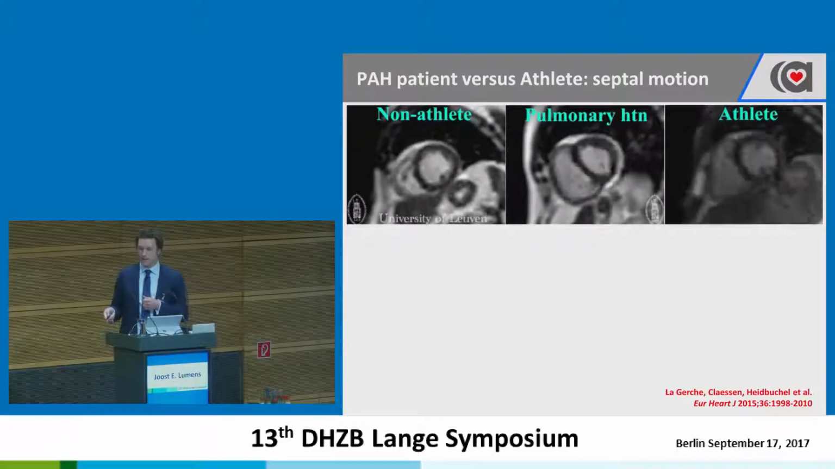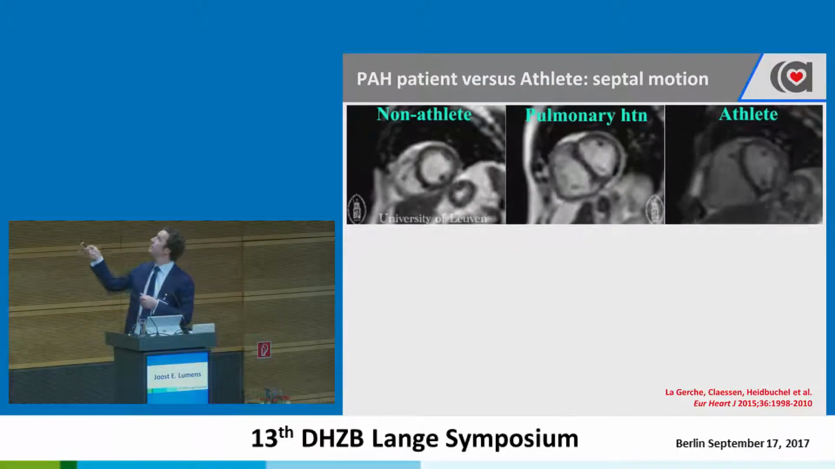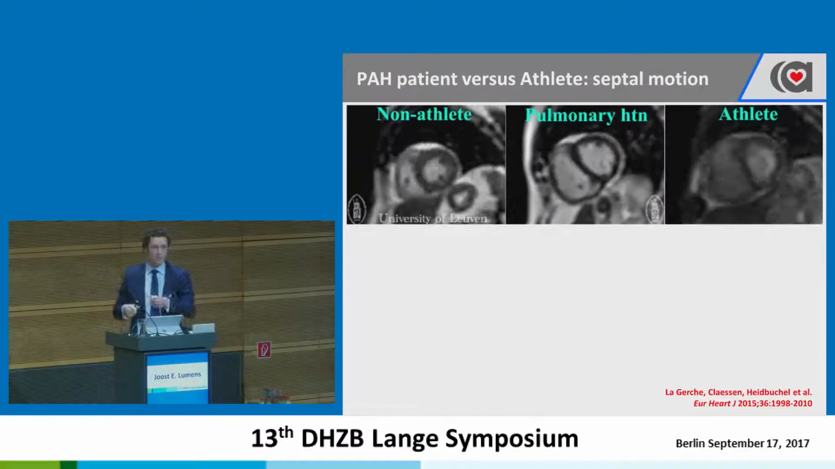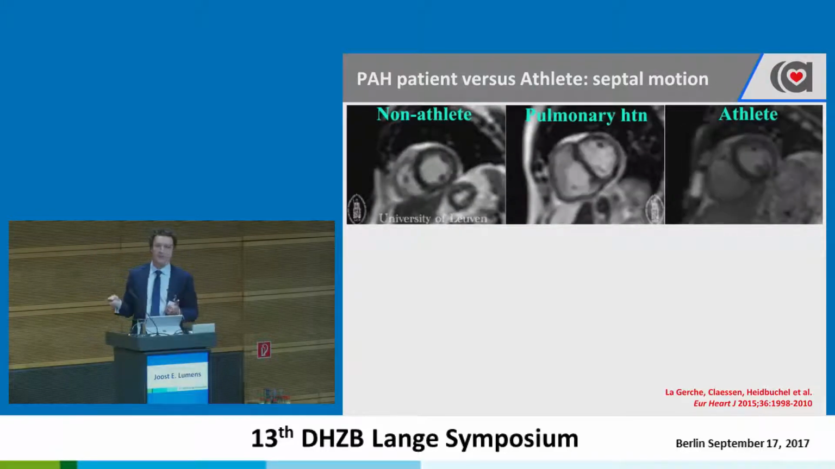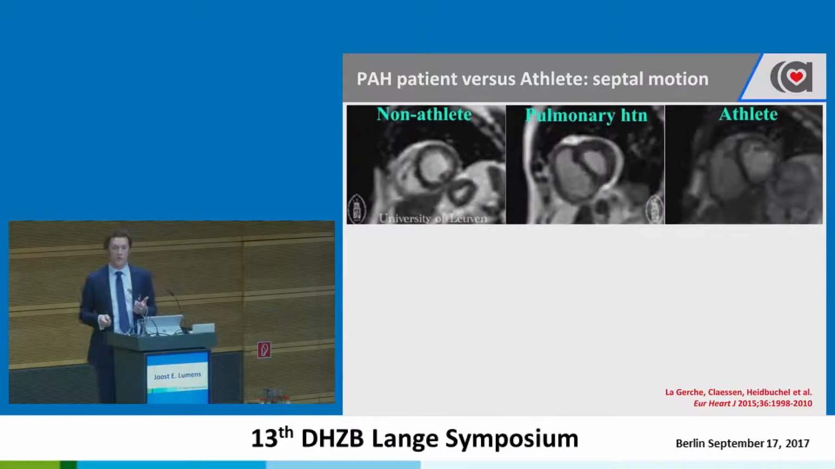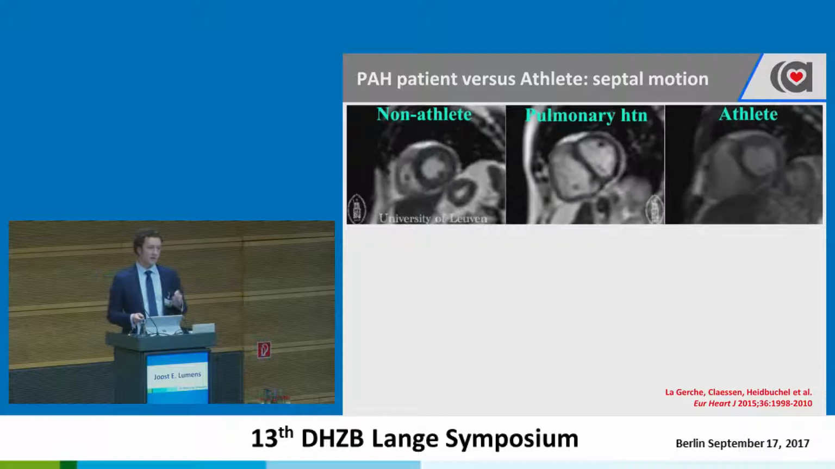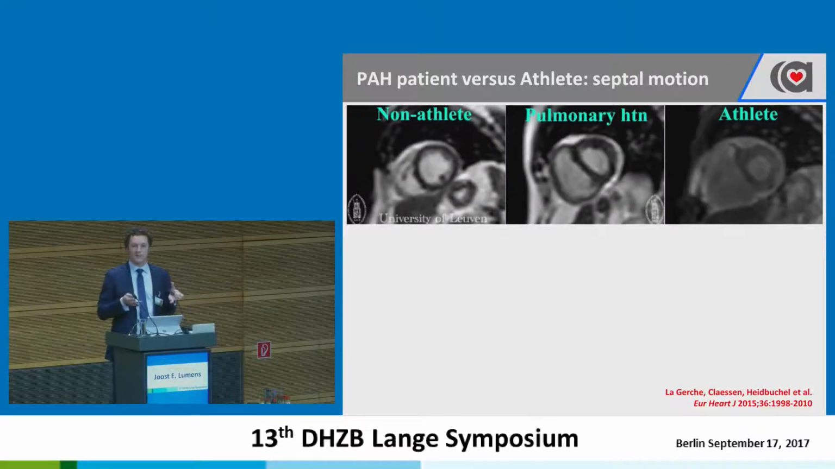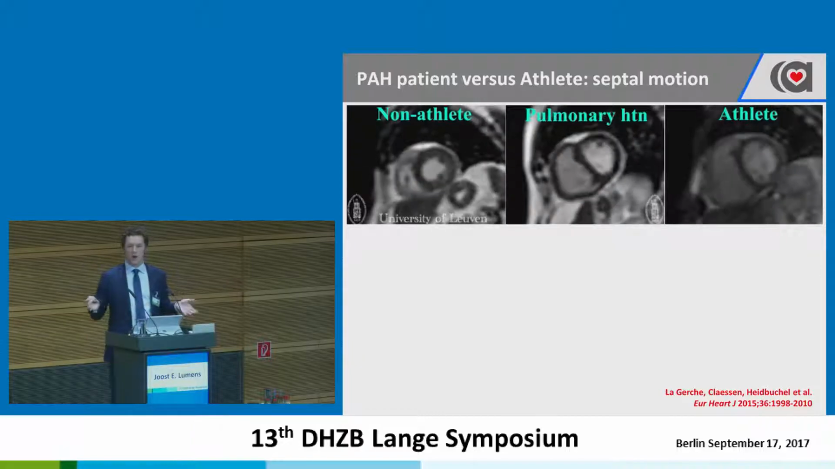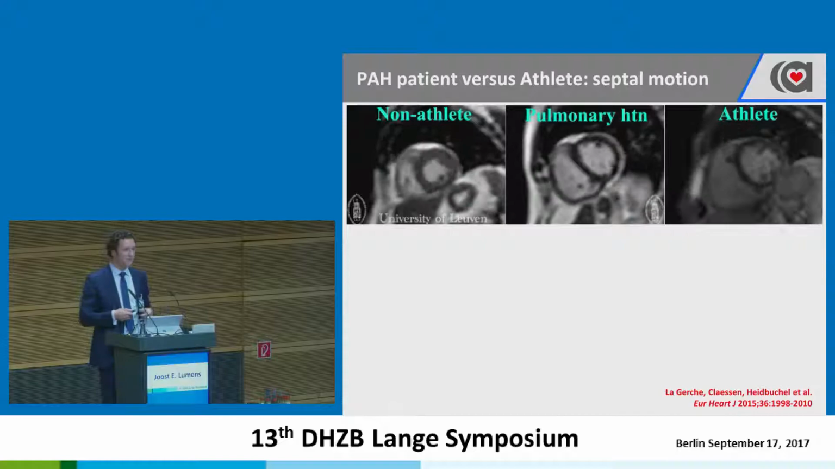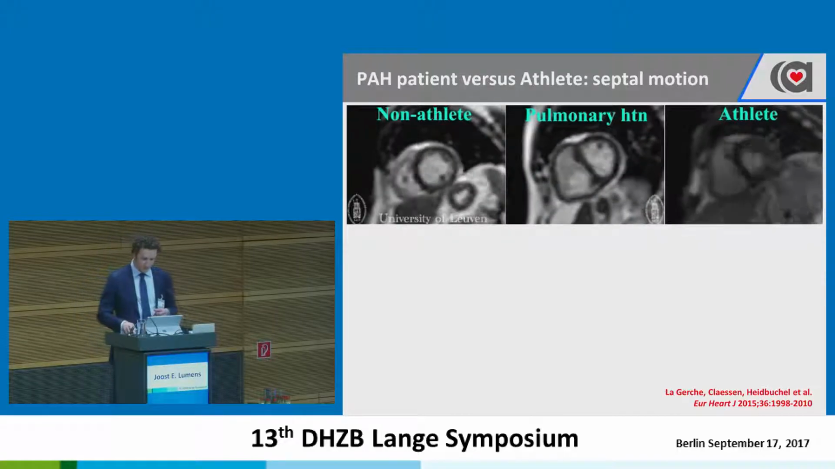Then he said, well, you know, we managed to make an MRI at maximum exercise with a treadmill in the MRI in Leuven. They did that. And we see paradoxical septal motion in those athletes. Why is that? Well, that can be a sign of RV failure. But why would an athlete have RV failure? I mean, then you cannot perform that well, I would say.